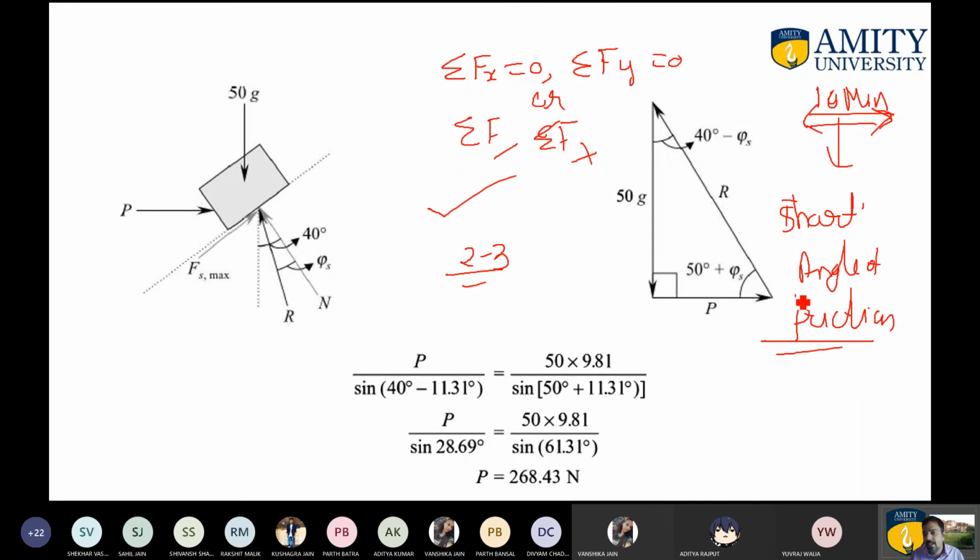Anyone having any doubt regarding this particular problem? Anyone having any doubt regarding this problem?